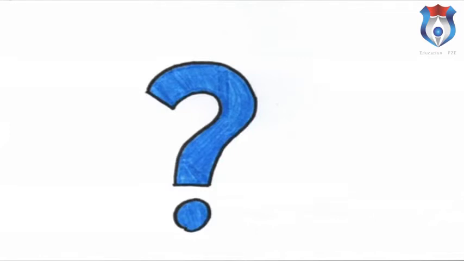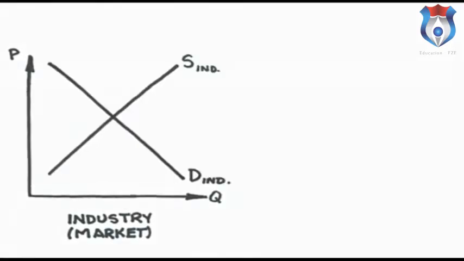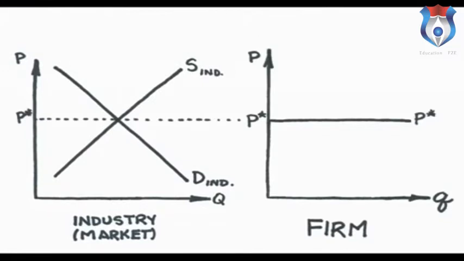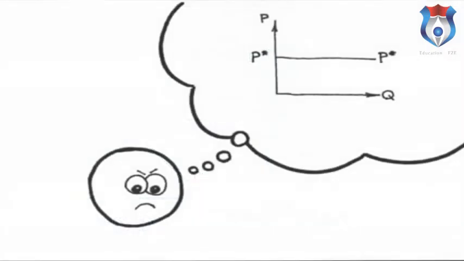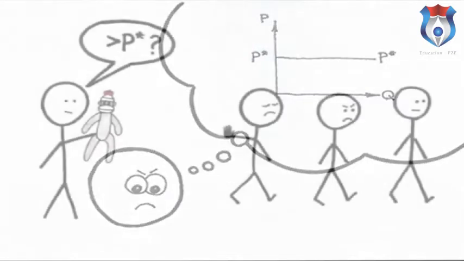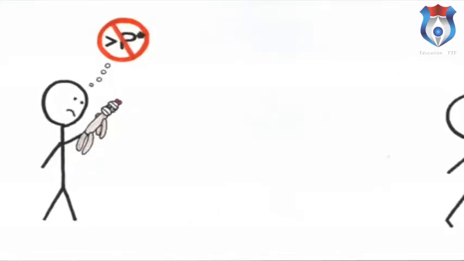Think back to our market activity earlier in the semester. In a market with lots of buyers and sellers, the price is determined collectively by the market supply and market demand. This, then, is the prevailing price for each firm. What happens if the firm doesn't like this price? If it tries to charge more than P star, all of the customers will go someplace else, so the firm would be forced back down to P star.